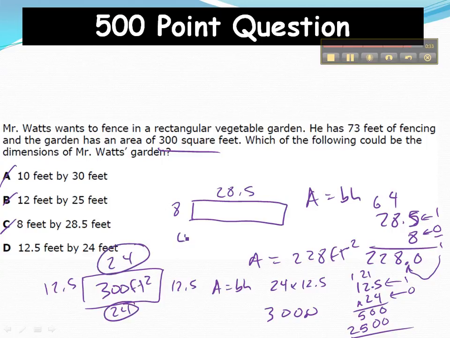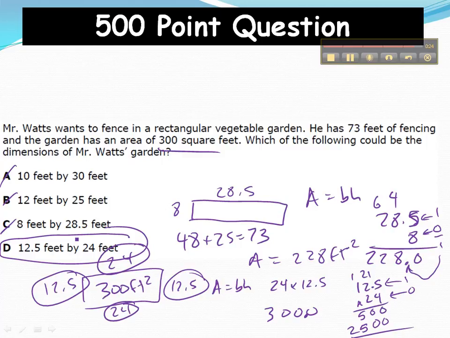24 plus 24 is 48. 12 and a half plus 12 and a half is 25, and 48 plus 25 does equal 73. So our area and our perimeter match the description in the problem for answer choice D only. So that's the correct answer choice.